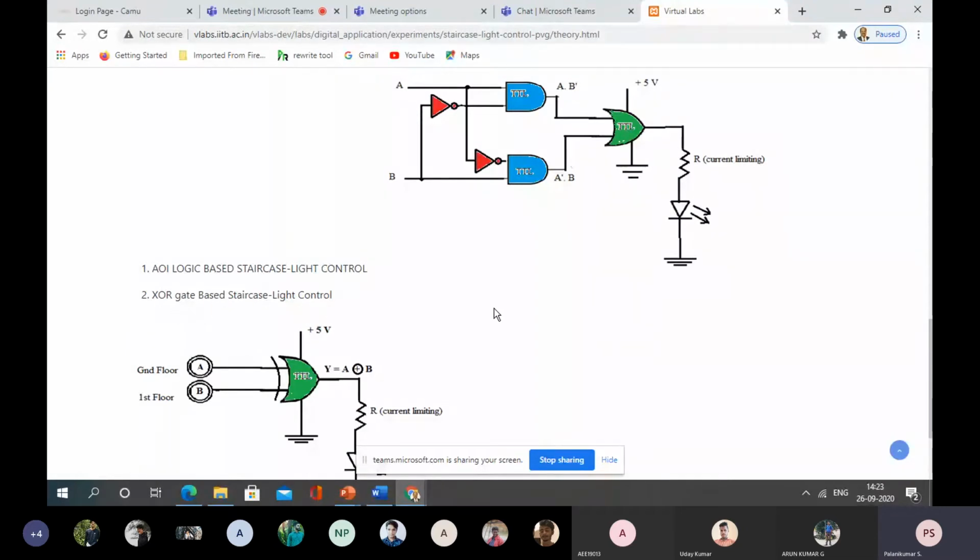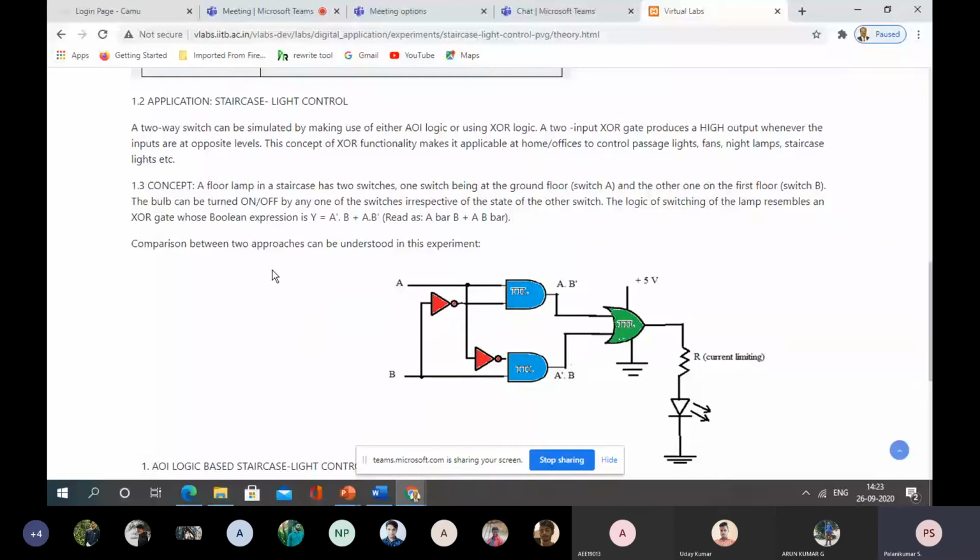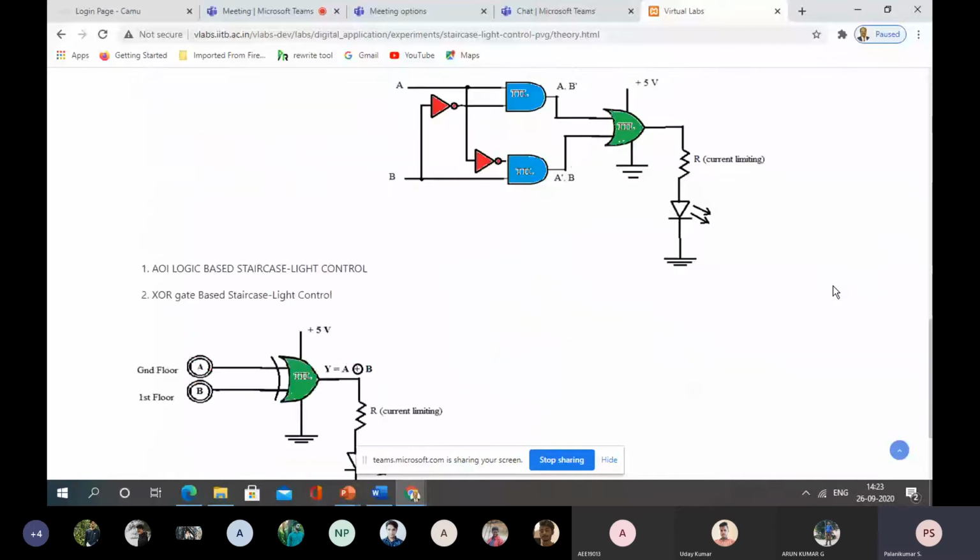Before going to this directly, there is another way by which we can control the staircase wiring, called AOI logic, AND-OR-Invert. A stands for AND, O stands for OR, I stands for Invert. We already know, using transistor logic, how to do this. As a result, I want to have A dot B star plus A star B. So this has to be a sum, and I need an output like this.